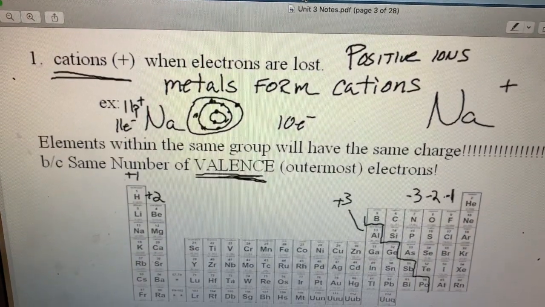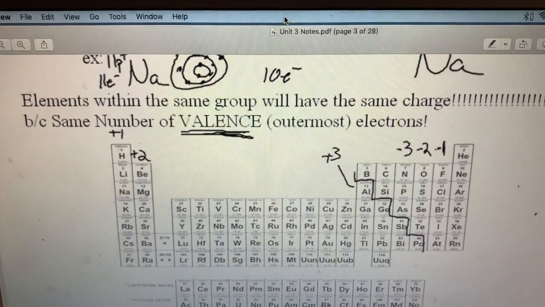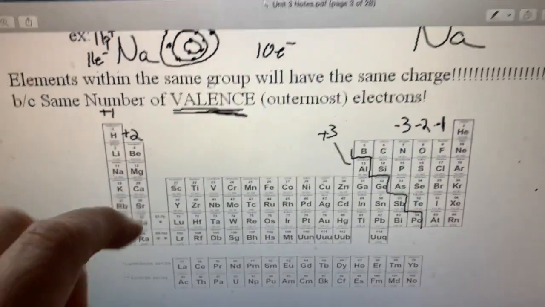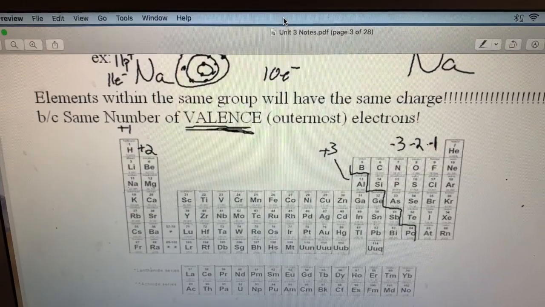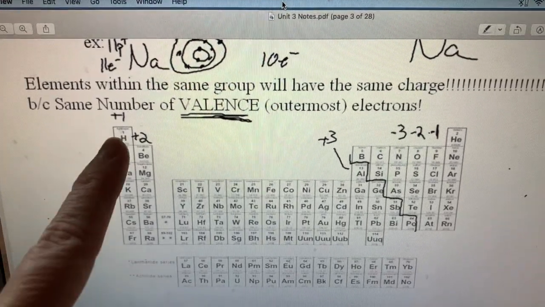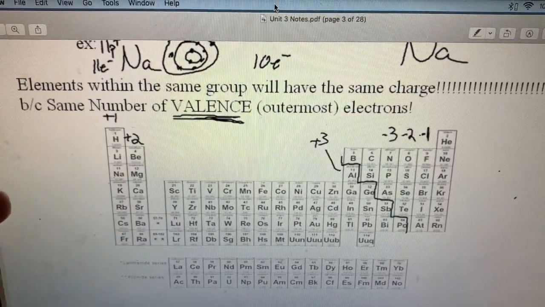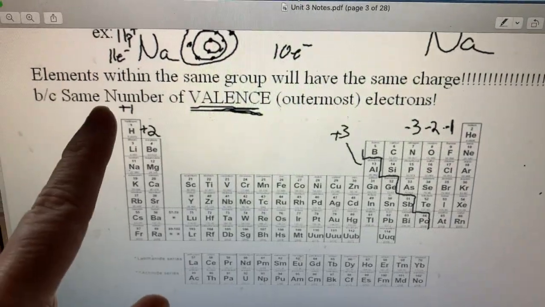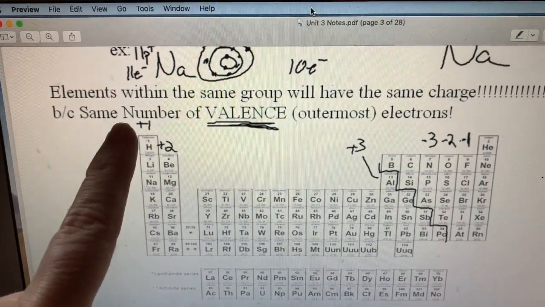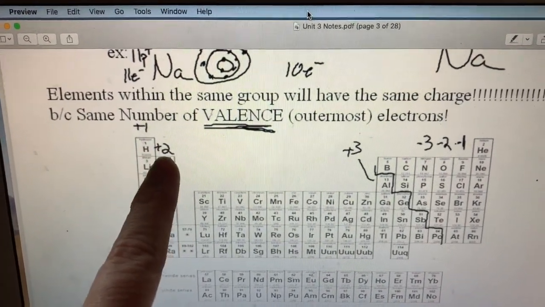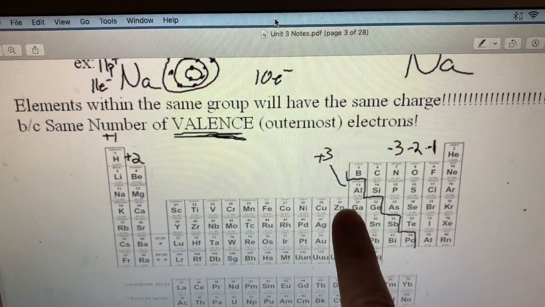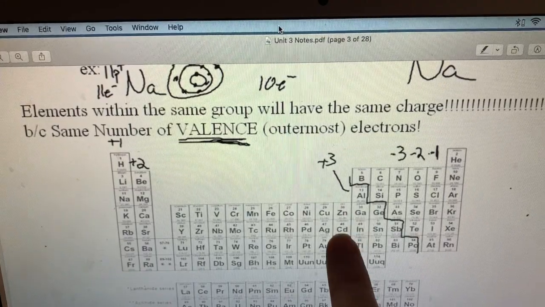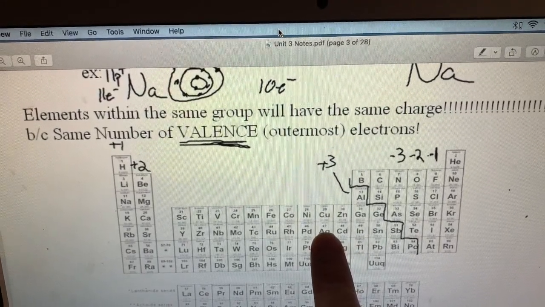We know that oxidation numbers are periodic properties. Therefore, we can look at the periodic table to tell us what the charges are. Because elements within the same group have the same number of valence electrons, they're going to have the same charge. So group 1 is +1, group 2 is +2. Again, aluminum is +3, zinc, I should have written in here, is +2, and silver is +1.